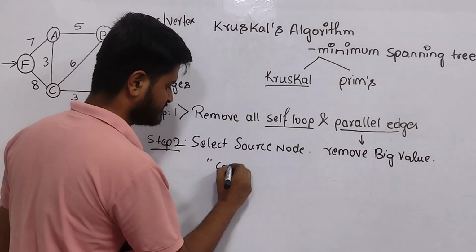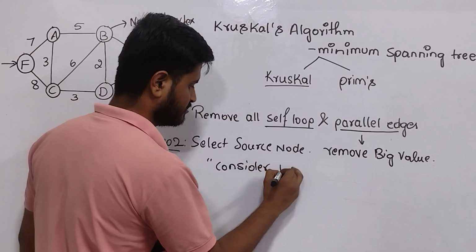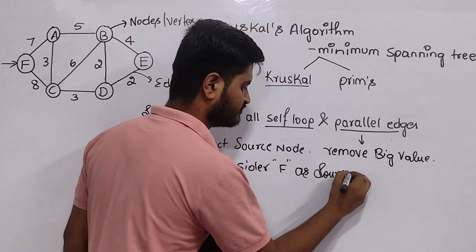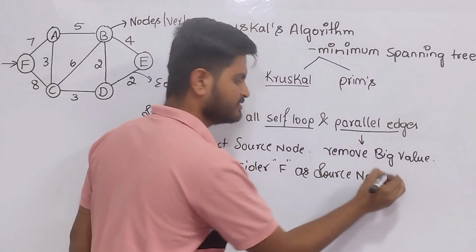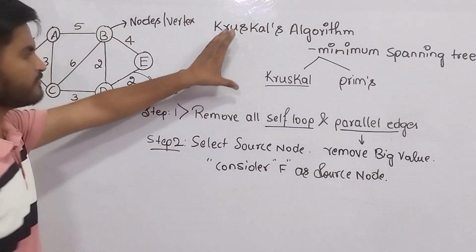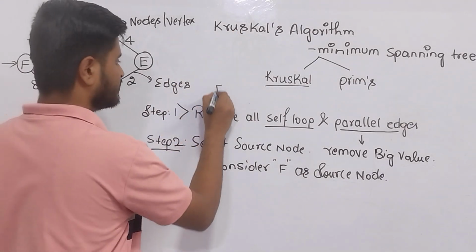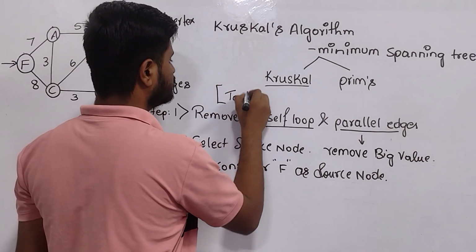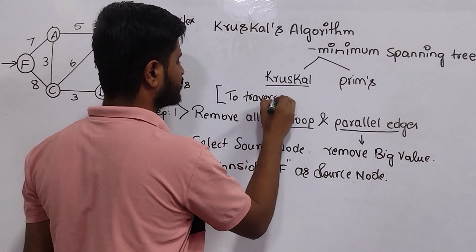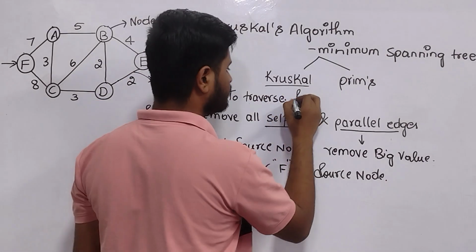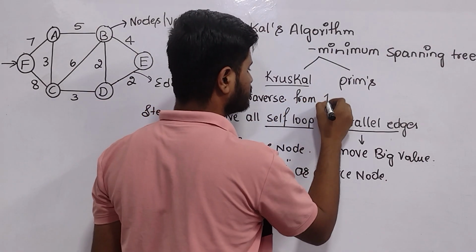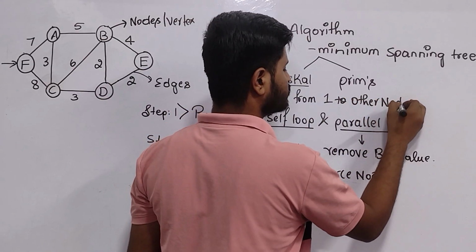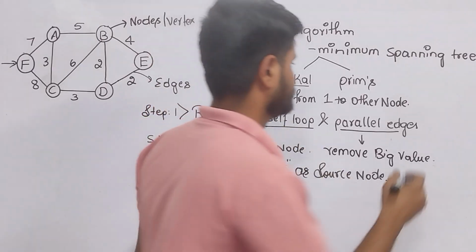Therefore, consider F node as the source node. Now we have selected F node as the source node. The funda of this Kruskal algorithm is right here: to traverse or travel from one node to another node with least cost.